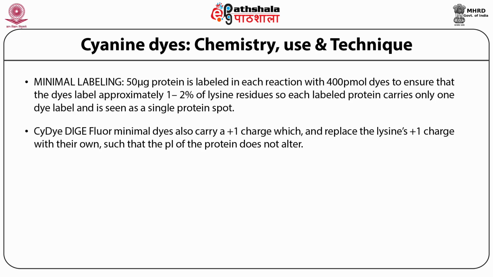The cyanine dyes, either the cyanine 2, cyanine 3 or the cyanine 5 with different absorption and emission spectra, are basically N-hydroxy succinimidyl ester derivatives that are covalently tagged to the epsilon amino group of lysine residue of proteins. This replaces the epsilon amino group positive charge with the positive charge of the dye. The binding of the dyes introduces a small but matched increase in the molecular weight to the protein.